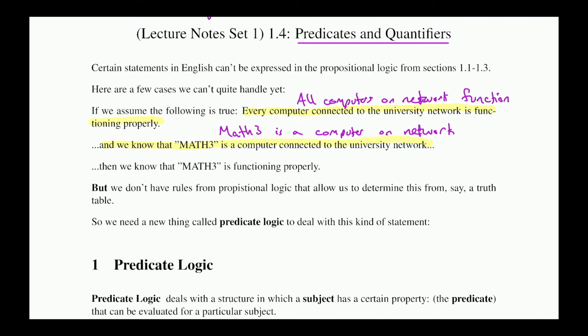And so you would be able to conclude that math 3 functions, right? Because all of the computers on the network function, and math 3 is a computer on the network, therefore computer math 3 must function. And we don't even have a way to say this in symbols at the moment. That's what we're missing. Okay, we need a way to say that computers have this property of functioning. We also need a way to say computers have a property of being on the network, right? And that's where predicate logic comes in.